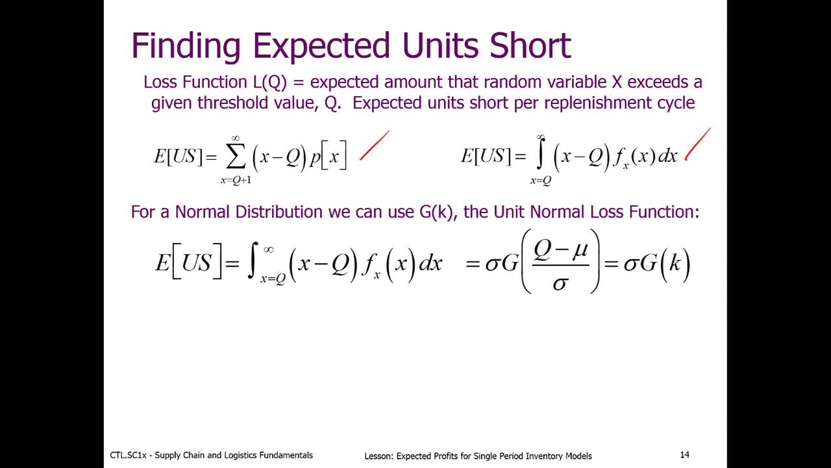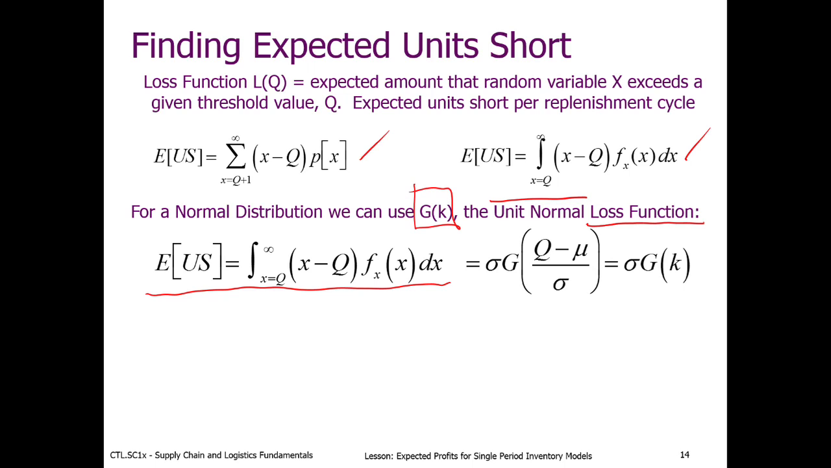So I show you the two equations here in terms of the discrete case and the continuous case. And we're going to focus in on the normal distribution, which is, again, a continuous variable, obviously. And what we're going to do is introduce this unit normal loss function. It is a loss function that was specifically designed for the unit normal, and we're going to call that G sub k. We're going to use a lot of G sub k in the next couple weeks.